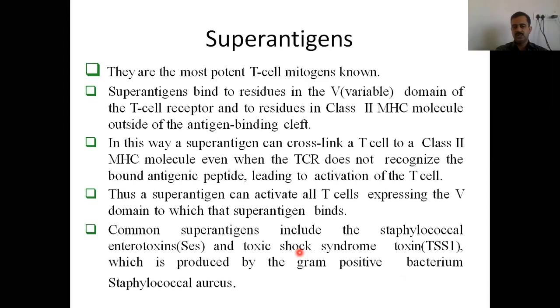Superantigens. What are superantigens? They are the most potent T cell mitogens known. Superantigens bind to the V beta region domain of the T cell receptors and the class II MHC molecules outside the antigen binding cleft. So ultimately, these superantigens are very specific in their binding, and once they bind, they are helpful for activating. The common superantigens include Staphylococcus enterotoxins and toxic shock syndrome toxin, which are produced by the gram-positive bacterium Staphylococcus aureus. So these superantigens are helpful for activating a higher level of immunological response. Basically, it will again activate T cells instead of B cells.